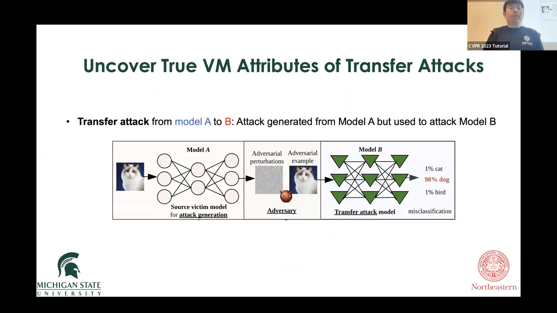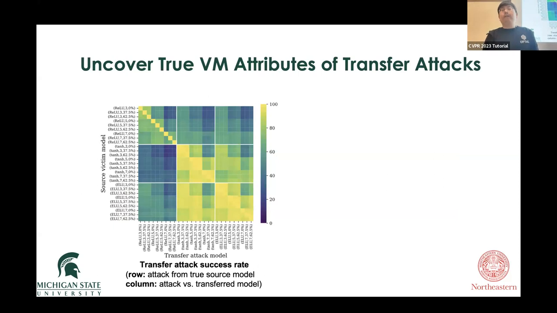And we can also show the transfer attack as an example. Recall that one critical question we want to answer is whether we can infer the true model attributes for transfer attacks. In these scenarios, you generate attack examples from model A, but you use these attack examples on model B. And given the attack examples, can we precisely identify the attributes of model A? The model architecture type, activation function type, kernel size, model weight sparsity, and so on and so forth. So this matrix also shows the transfer attack performance.